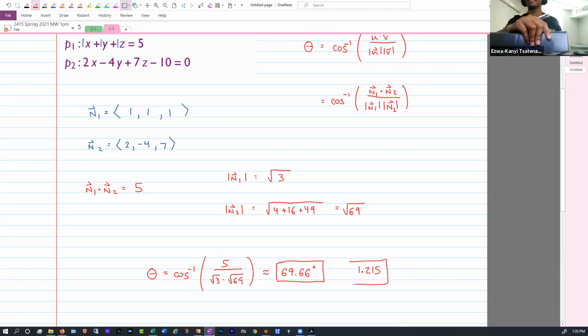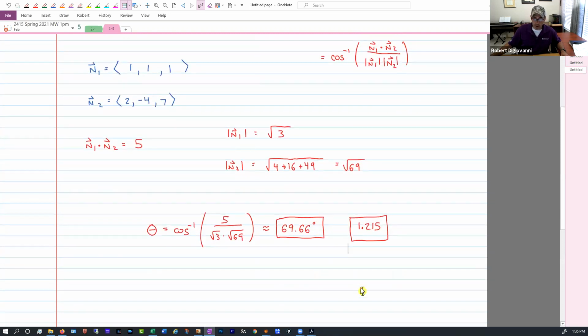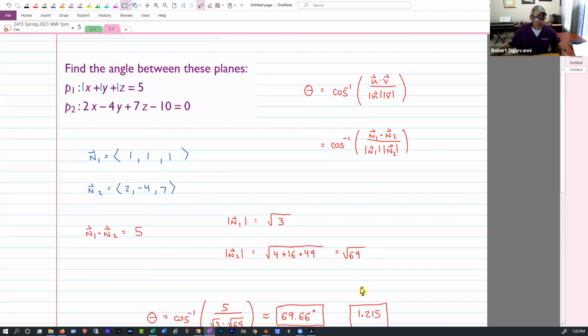So if we were going to give this answer as 1.215, we would not write anything after it. It is understood that it's radians. Now you could write radians next to it, but you don't need to. If you're going to answer in degrees, though, you have to put the degree symbol there. All right, so there we go. We're done. We found the angle between two planes.